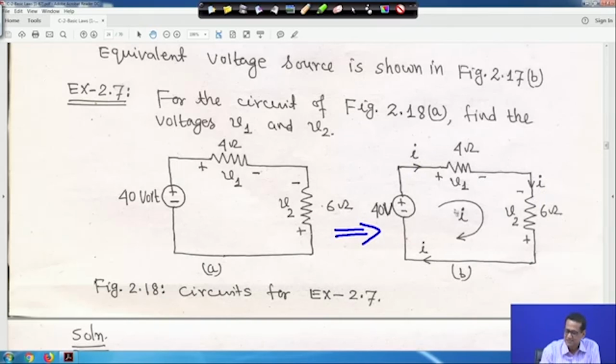This is I, and for your understanding it shows I moving along the line here and returning here also. The resistors are marked plus minus for the 4 ohm, and minus plus for the other. Then Ohm's law will apply along with KVL. Now let me first clean this one.